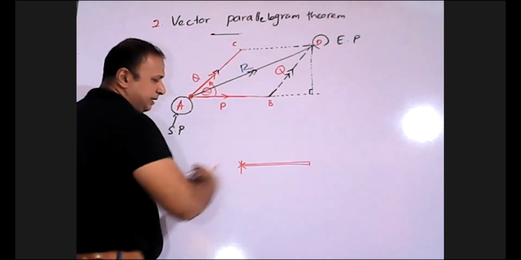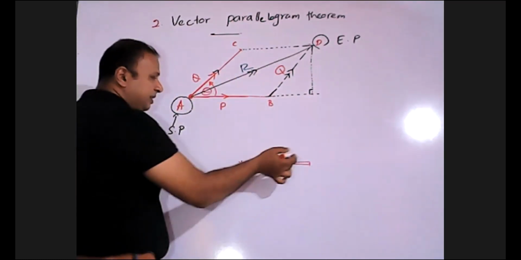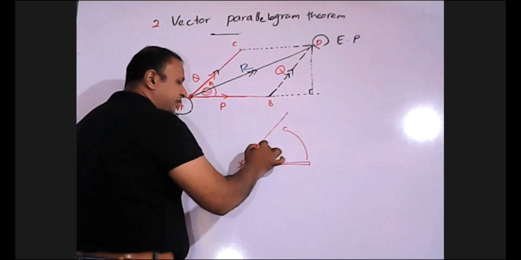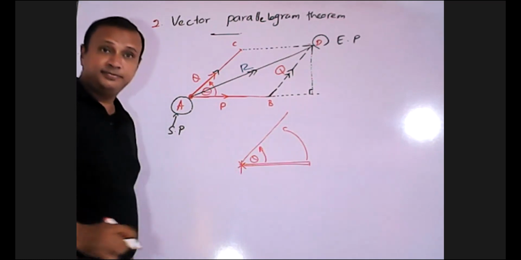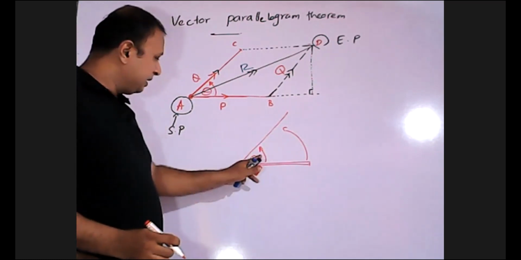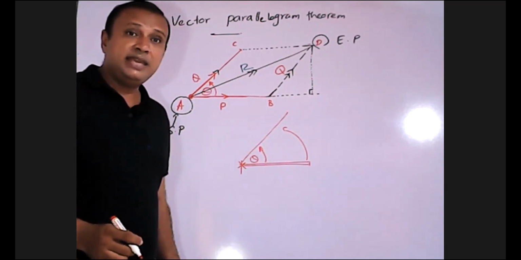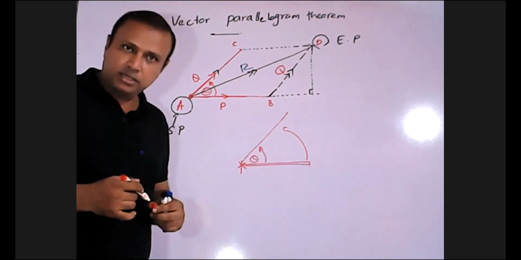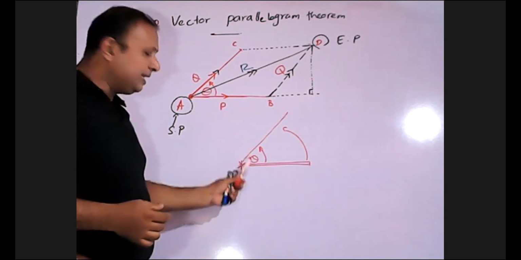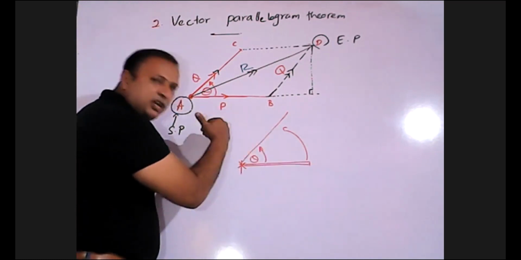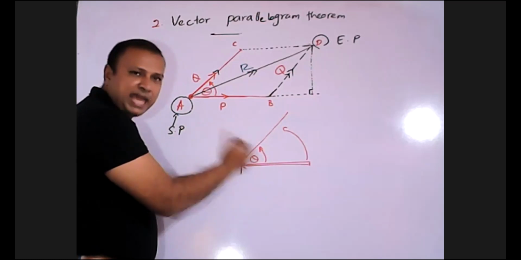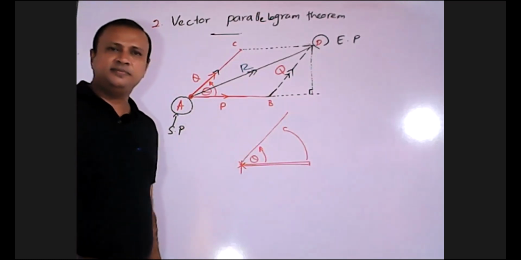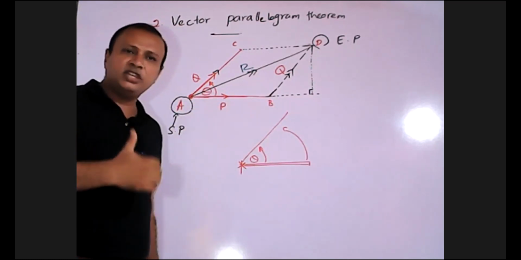Suppose this is a rod, and this rod is rotated theta angle around this point. Therefore, this theta angle is called the angular displacement of this rod. Angular displacement is a vector. You can clearly see angular displacement is an angle. Therefore, it doesn't have a line of action or a point of action. It just has a direction.